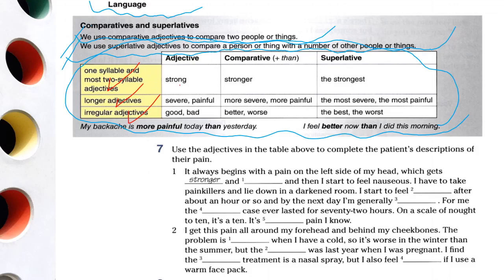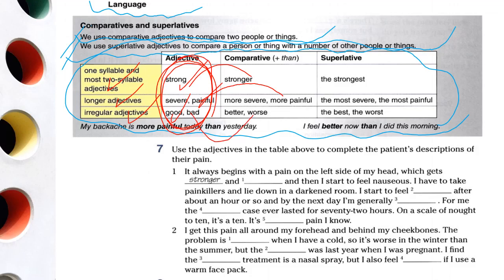Examples of the first kind is strong. Examples for the second type are severe and painful. For the third type are good and bad. Okay, and as you can see, all these adjectives can be used in order to express or to describe pain. For the comparative degree of these three types, for strong, it's going to be stronger. For severe and painful, it's going to be more severe or more painful. For good and bad, it's going to be better and worse.